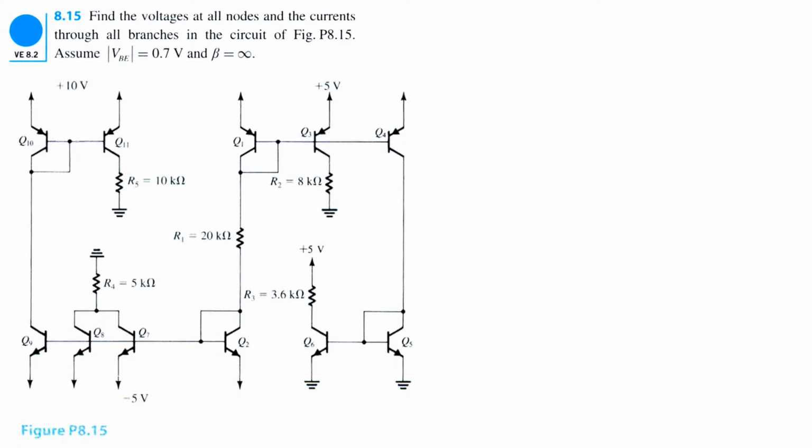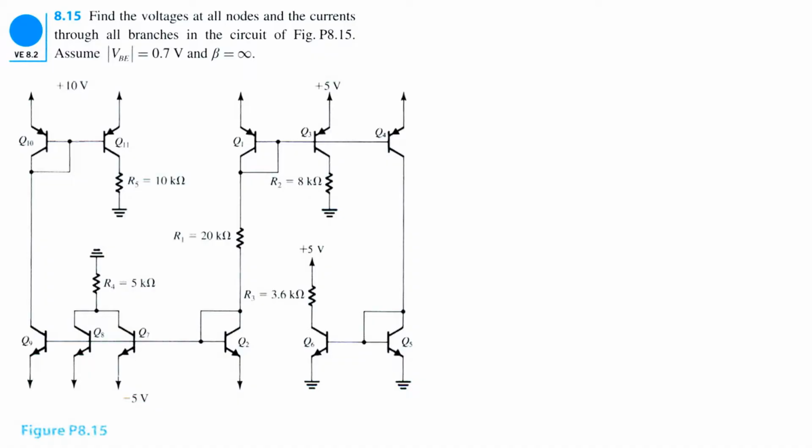Let's solve problem 8.15 for Microelectronic Circuits 8th edition by Sedra and Smith. We want to find the voltages of all nodes and the currents through all branches in the circuit, given that VBE is equal to 0.7 and beta is infinite.